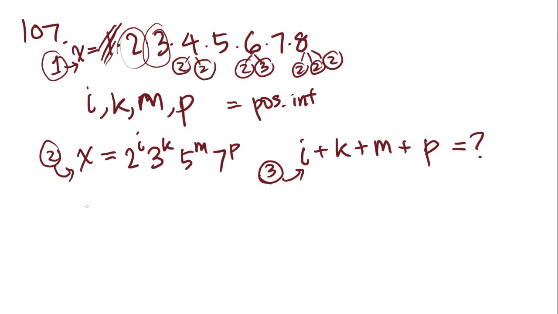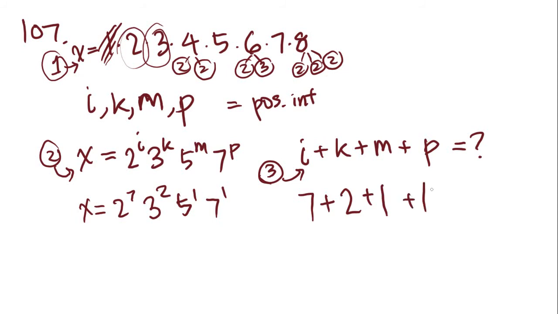We know this number is going to be the same as this number. So that's like saying 2 to the ith power is the same as 2 to the 1, 2, 3, 4, 5, 6, 7th power. 3 to the 1, 2, 2nd power. 5, there's only 1 five, so 5 to the 1st power. And 7 to the 1st power. See, so now we've figured out what I, K, M, and P are simply by counting the number of prime factors. If I is 7, then we plug it into the equation here. We get 7 plus K is 2 plus 1 plus 1, and that gets us 11. 11 is answer choice D.